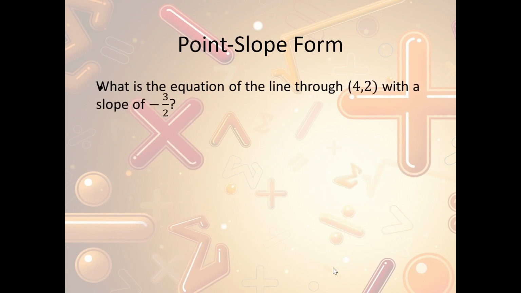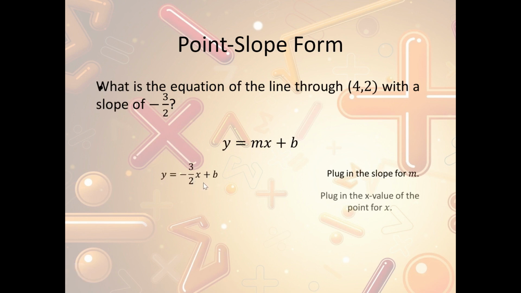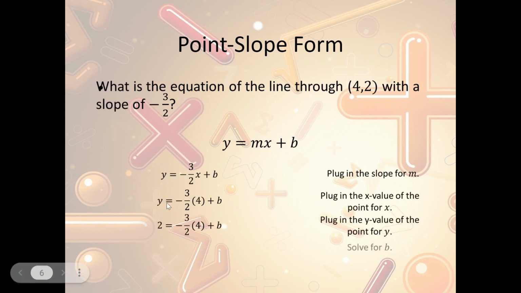Let's look at one more example. We're given a point 4, 2 and the slope of negative 3 over 2. So we're going to use the form y equals mx plus b, and we're going to plug in the slope for m, which is negative 3 halves. So that goes there. And we're going to plug 4 in for x there. So we got y equals negative 3 halves times 4 plus b. Then we're going to plug 2 in for y, which is here. So it becomes 2 equals negative 3 halves times 4 plus b.